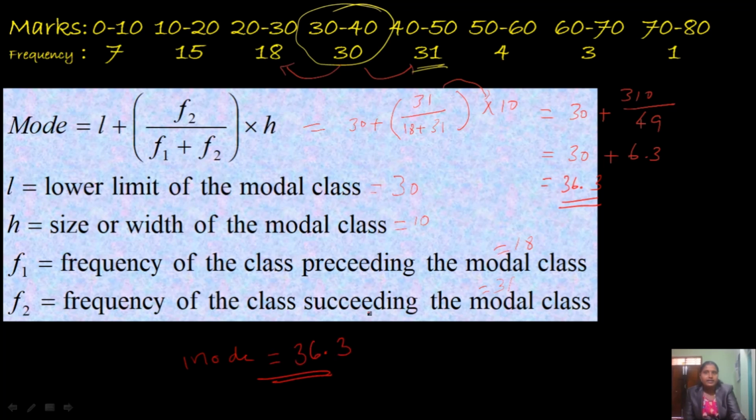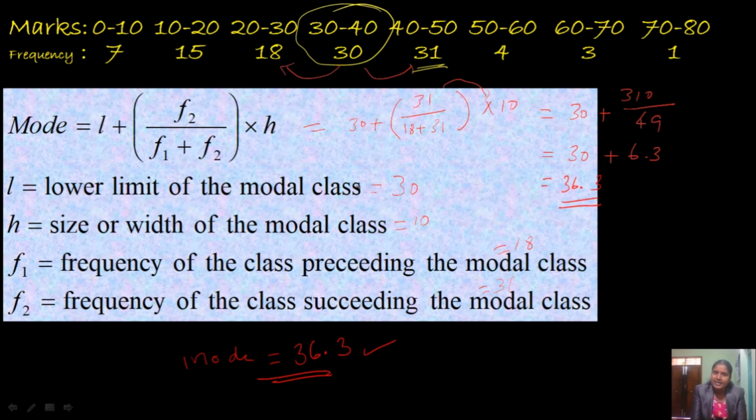That lies within the modal class. 30 to 40 is my modal class, so the modal value lies within the modal class. This is how we have to check whether the modal value lies within the modal class interval or not. Definitely it should lie within the modal class. So the mode of the given problem is 36.3.